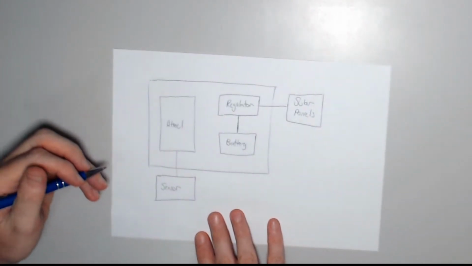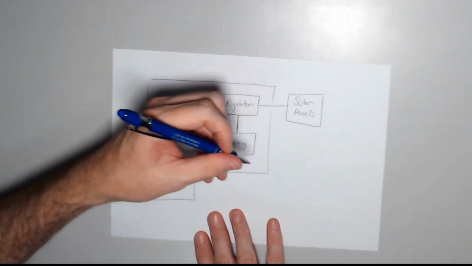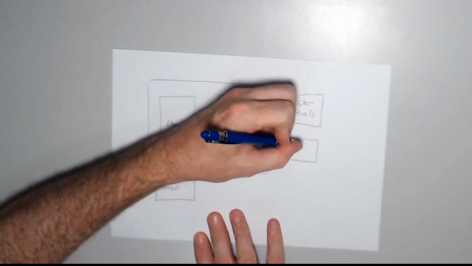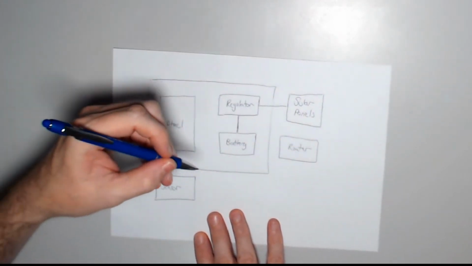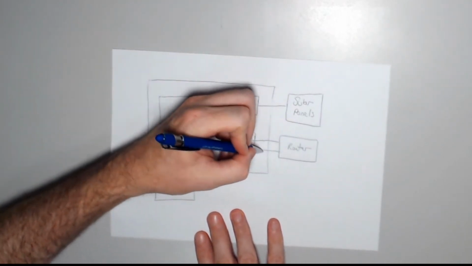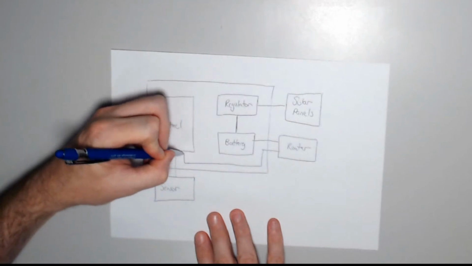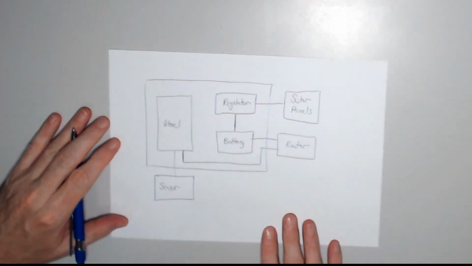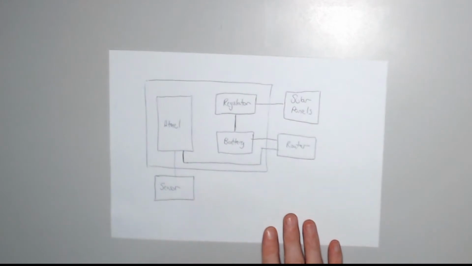And then also it needs to be internet connected. So we're going to have a router outside the unit. And the router is going to need some power. And it's also going to be connected to the Atmel for data. So there you go, a very simple block diagram.